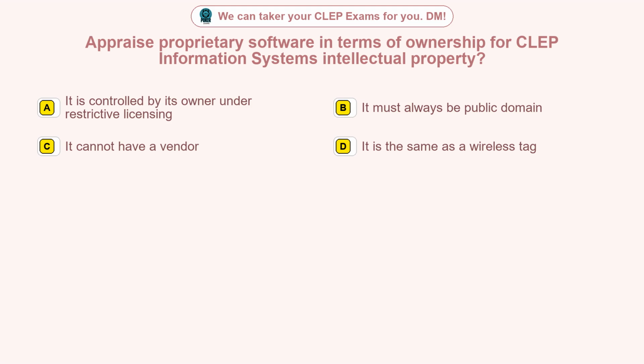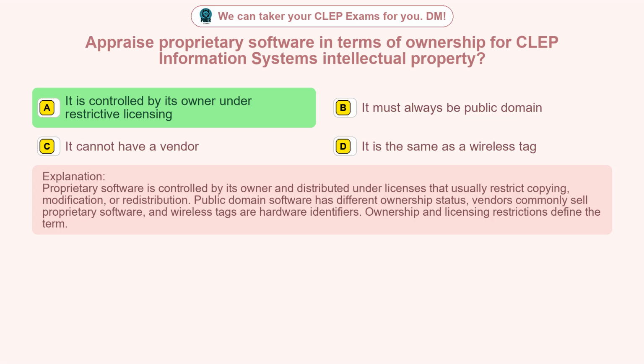Option A. It is controlled by its owner under restrictive licensing. Option B. It must always be public domain. Option C. It cannot have a vendor. Option D. It is the same as a wireless tag. The correct answer is option A. It is controlled by its owner under restrictive licensing.